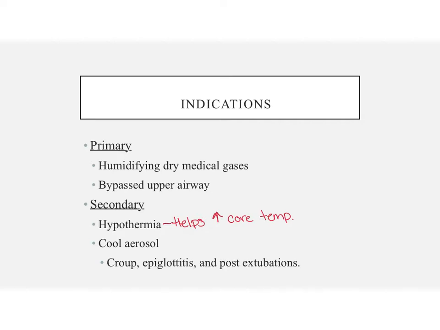And then you have cool aerosol. With humidity, we're not always going to add heat. Cool mist is going to promote vasoconstriction. It's going to reduce edema because it's causing that vasoconstriction. So the capillaries in the airway are going to constrict and not be as leaky, so that they don't have proteins and fluid moving in and out where they shouldn't be. So they're going to vasoconstrict, reduce edema, and it's going to help diminish upper airway obstruction by doing that.